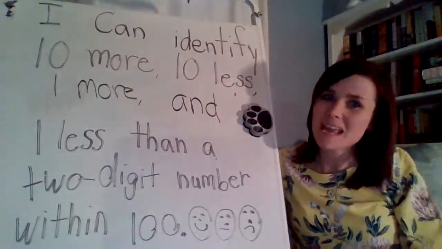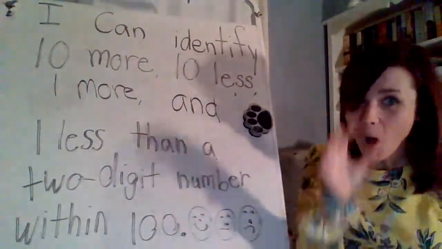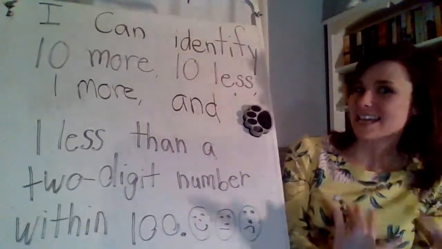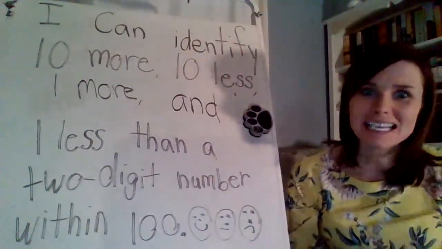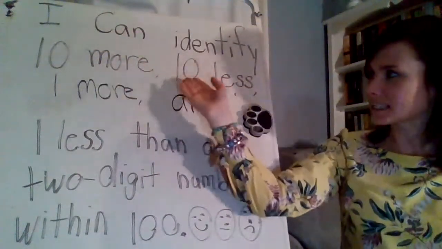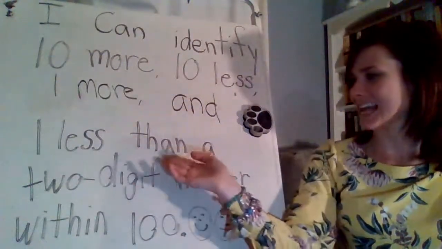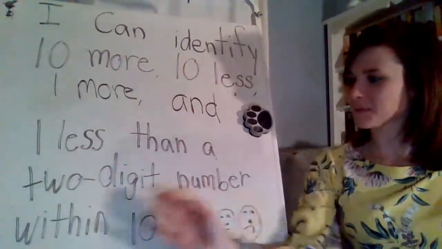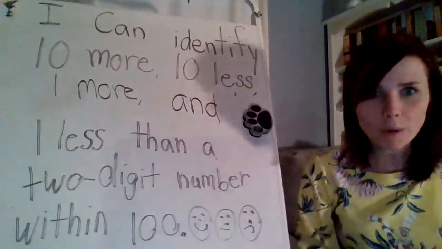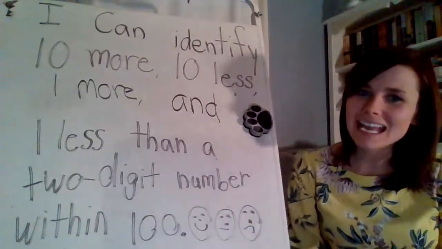Today's Monday, May 18th, and here's our math lesson. All right, let's read it together. Here's our I can statement. Let's read it together. I can identify 10 more, 10 less, 1 more, and 1 less than a 2-digit number within 100.